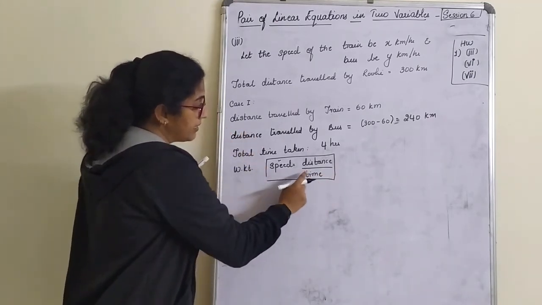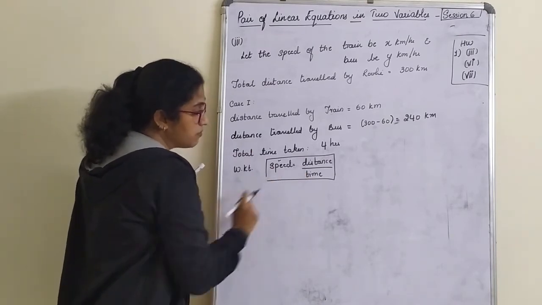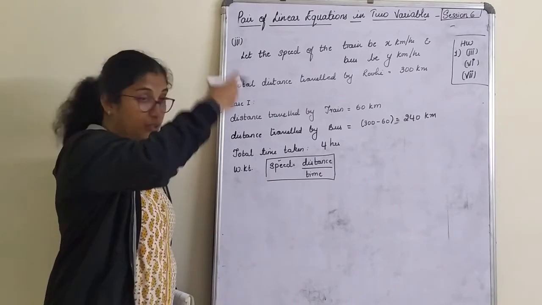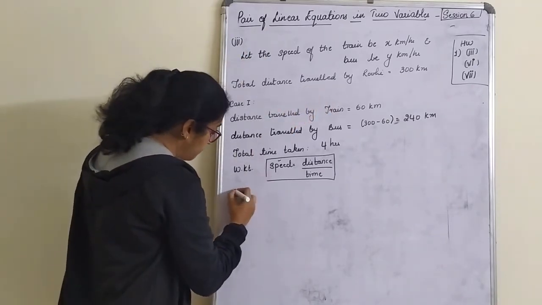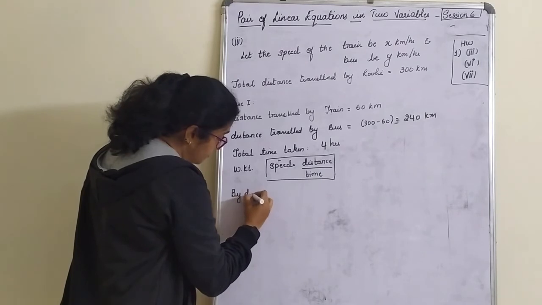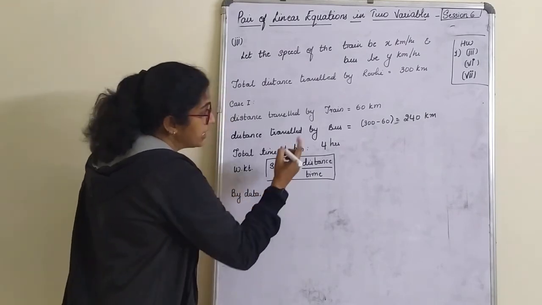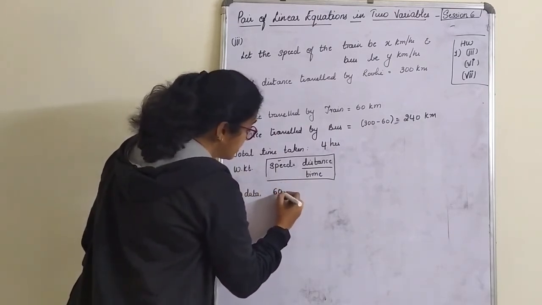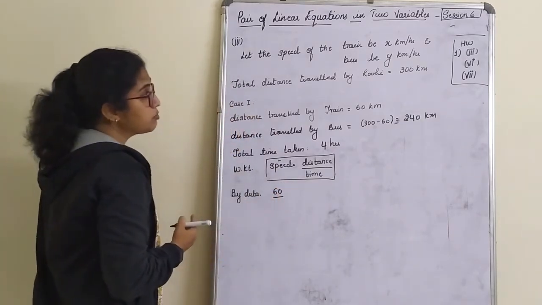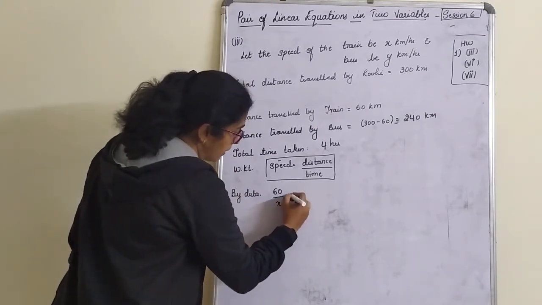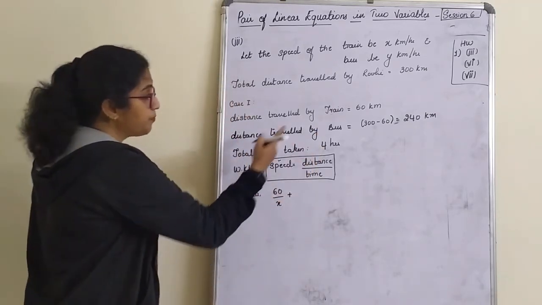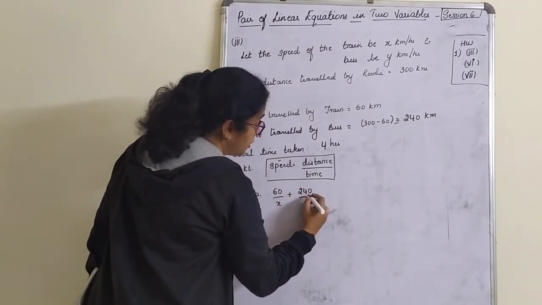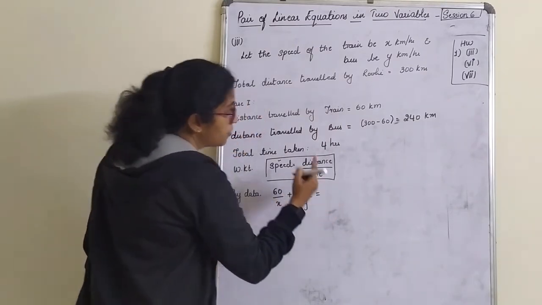First of all, let us bring this equation as time is equal to distance by speed, because she is travelling some part by train and some part by bus. By data, the train speed is considered to be x, so 60 upon x, plus she is travelling 240 kilometers at speed y, so 240 upon y is equal to 4 hours.